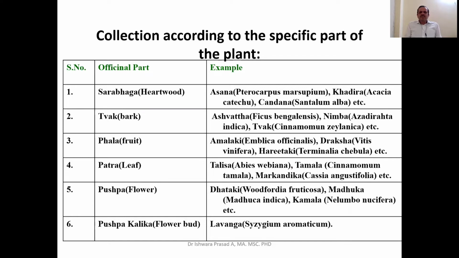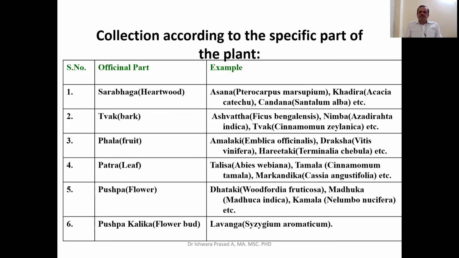Then collection according to the specific part of the plant. In a particular plant, a particular part is collected for a particular treatment. Heartwood is called Sarabhaga. In Asana, that is Pterocarpus marsupium, Khadira, Acacia catechu, Chandana, Santalum album, etc., heartwood is collected.